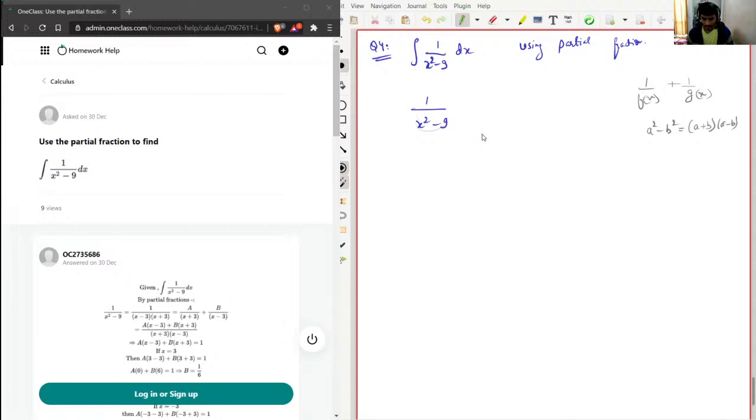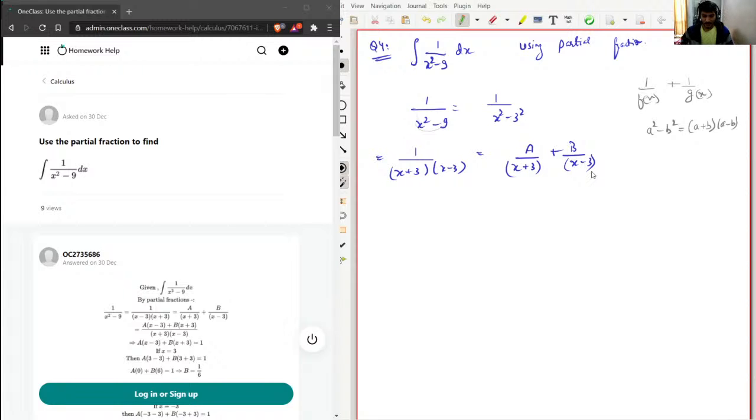And now what we'll do, we can write this as 1 over x square minus 3 square, and I'll use this identity. So this will become x plus 3, x minus 3. And now I'm going to split this. I'll just write a over x plus 3 plus b over x minus 3.